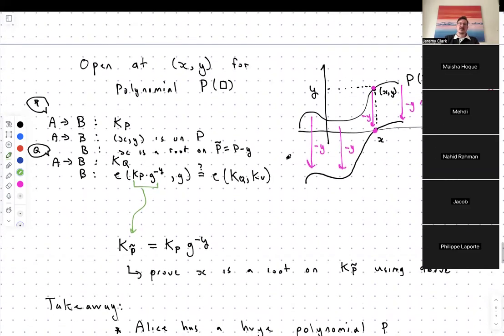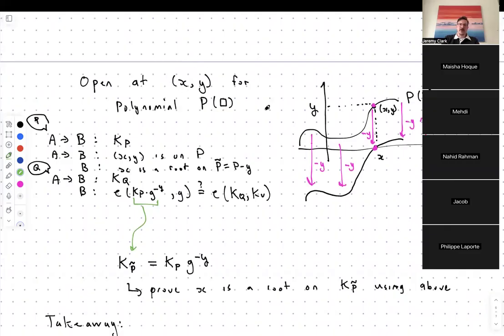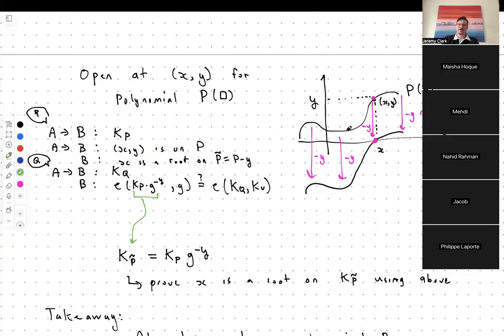Okay, then the slight variation is, let's say I want to prove that a point (x, y) is on my polynomial. So I have a polynomial and the point is (x, y). It's no longer a root. It doesn't necessarily cross at y equals 0. It's just an arbitrary point. All right, so what do I do?